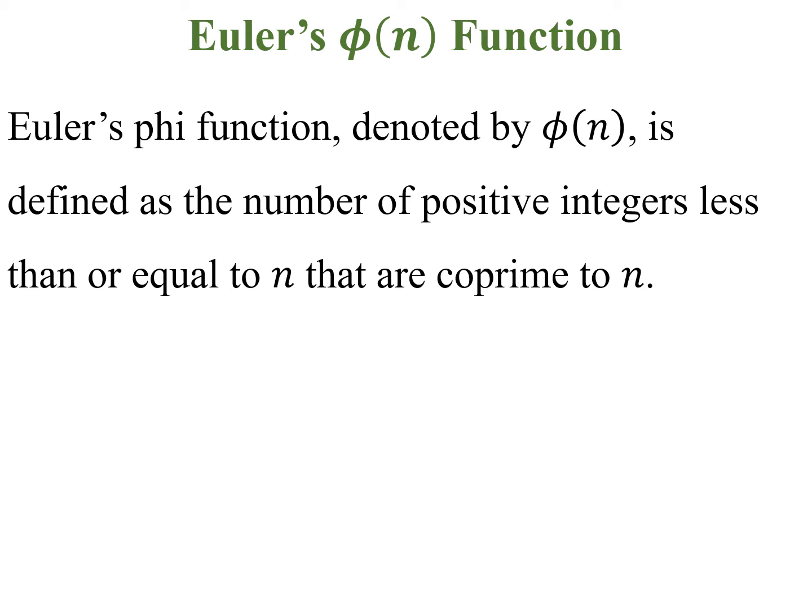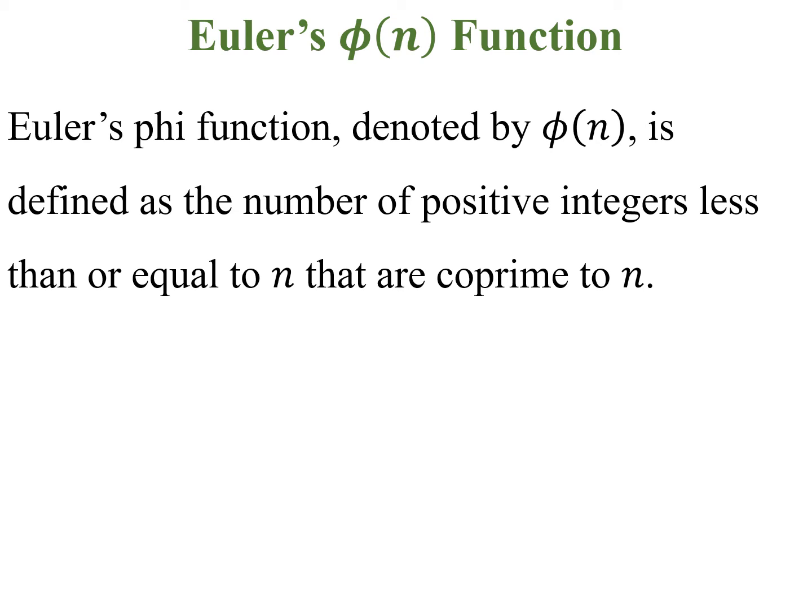So what is phi of n? Phi of n is the number of positive integers which are less than or equal to n, but they are co-prime to n. Co-prime to n means their GCD with n is 1.